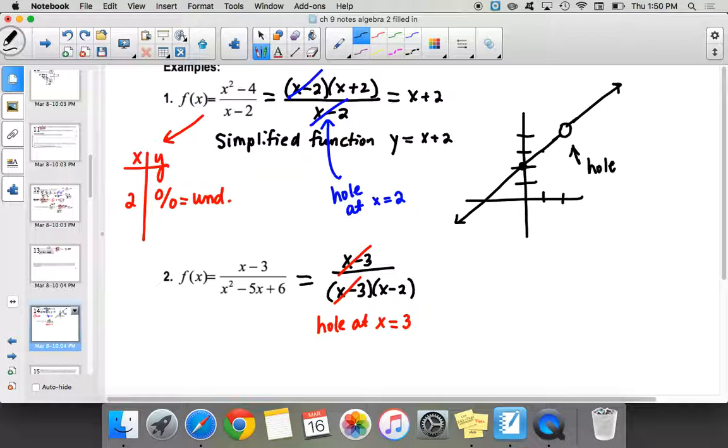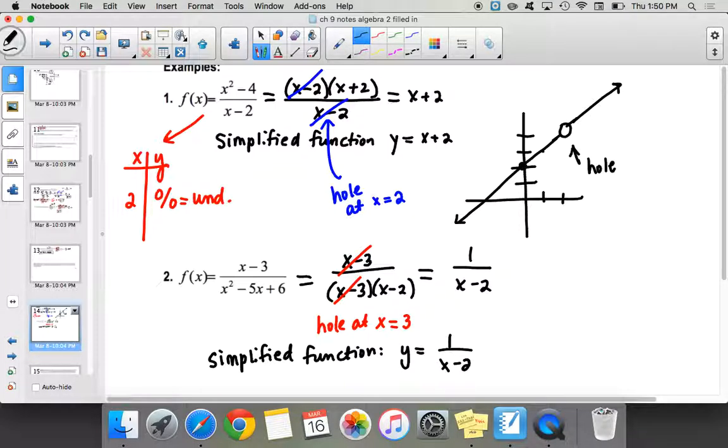All right, so our simplified function now is not y equals x minus 2. It's y equals 1 over x minus 2. And that's what we're going to graph. Why is it a 1? Because the top went away, right? So when it goes away, we write a 1 on top. Just like normal fractions, if you reduce 2 over 4, it becomes a 1 if it goes away.